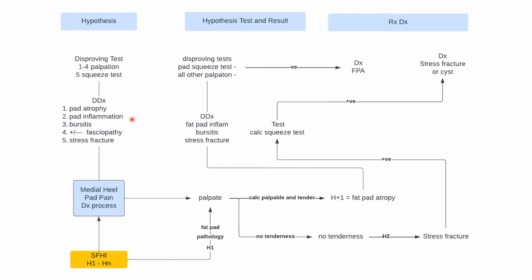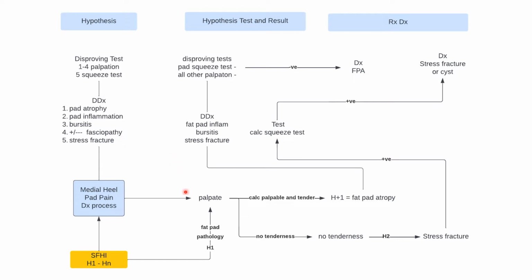Fat pad inflammation, you go a little less deep, and you can't reach a calcaneum, and the pad itself is painful. And then you can actually do a fat pad squeeze test from each side and squeeze towards the middle, and that may reproduce the pain. And for bursitis, it's really quite a very superficial palpation. It's almost a rolling of your thumb through the skin. Fasciopathy, obviously, you palpate more anterior than the heel. So stress fracture, you test that one with the calcaneal squeeze test. If that's negative, it's probably not stress fracture.